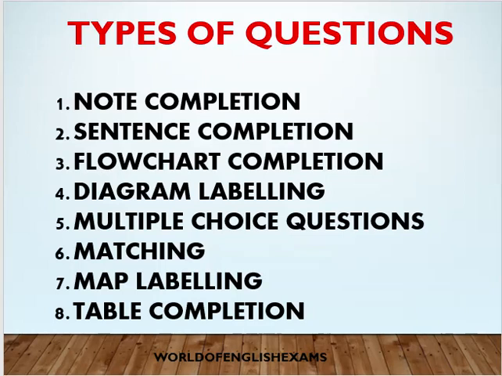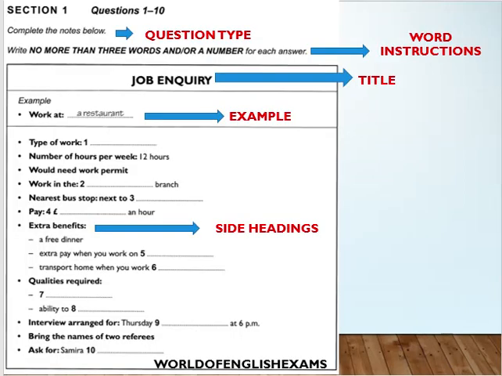And now we shall focus on understanding what exactly is note completion and what are some of the essential points that you have to remember while answering note completion questions. So typically this is how the question would look. You will see that there are a set number of questions. I have chosen the first part of the test. That's why I can see section 1, questions 1 to 10. And below that you can see 'complete the notes below'. So this is an indicator that it is note completion.